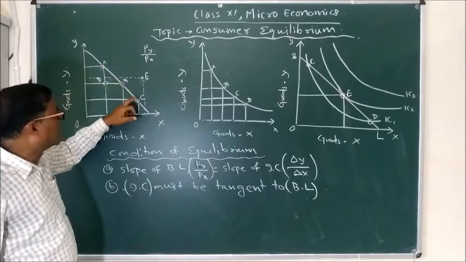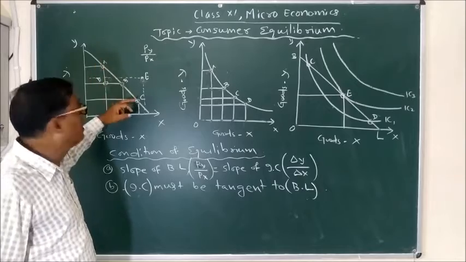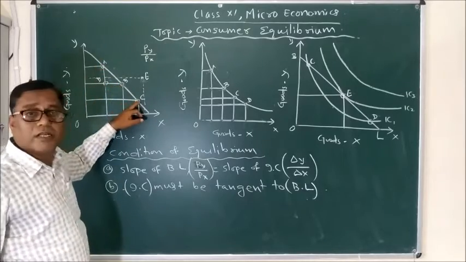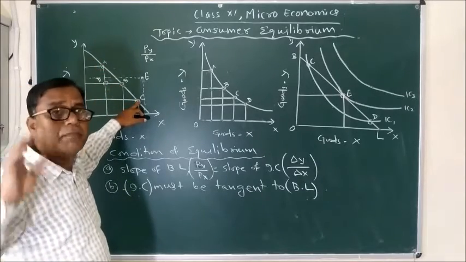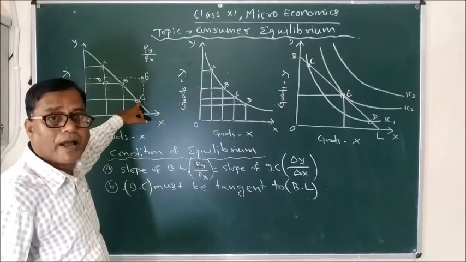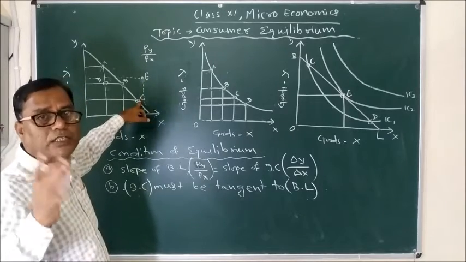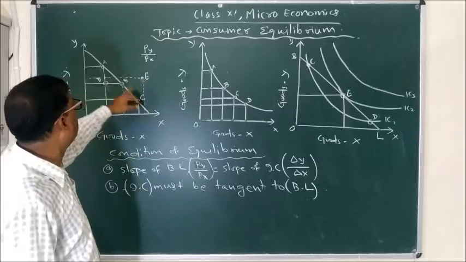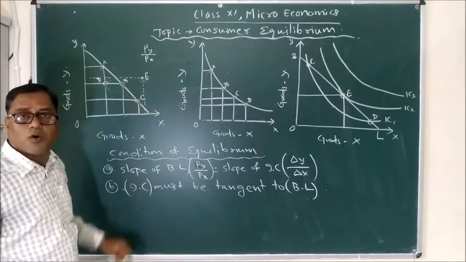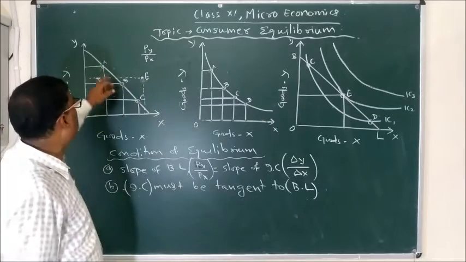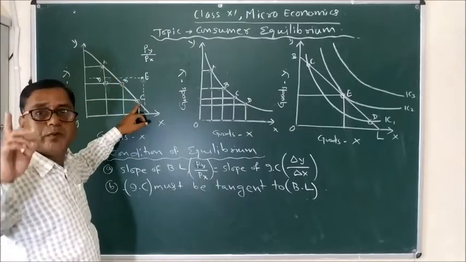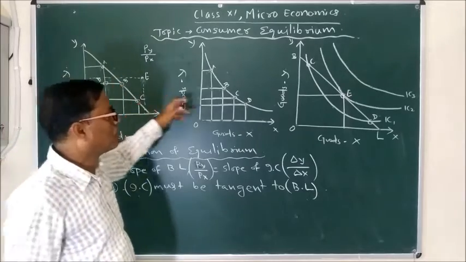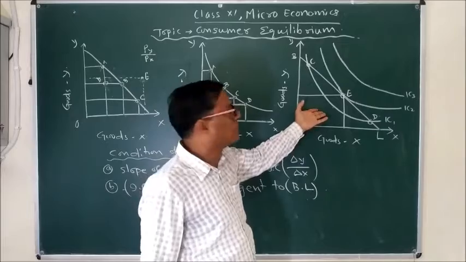But points A, B, C, H, they are lying on the budget line. These combinations of X and Y are very much possible for our consumer to buy, because his disposable income allows him to purchase these combinations. So now the question is which combination the consumer would prefer. So now come to again diagram 3.